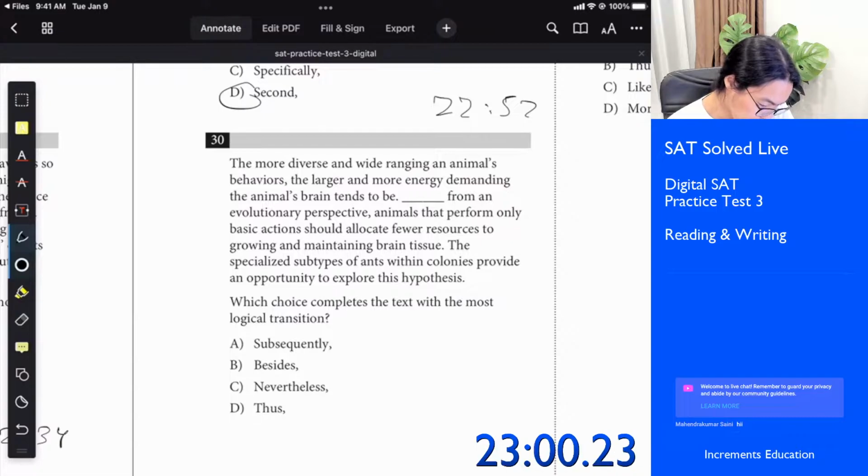The more diverse and wide-ranging an animal's behavior, the larger, more the brain tends to be. However, from an evolutionary perspective, performing basic actions should allocate fewer resources. Not subsequently. So thus, 2329.